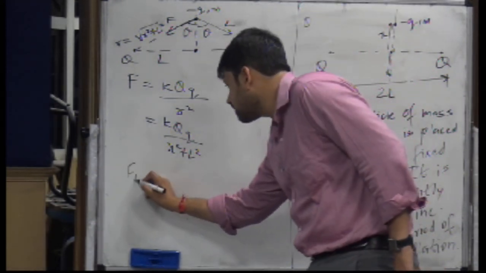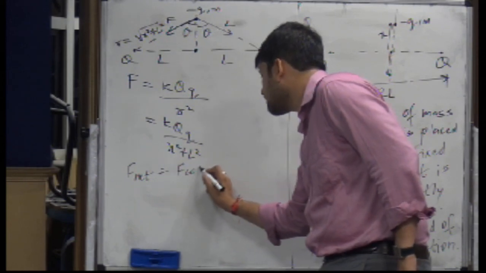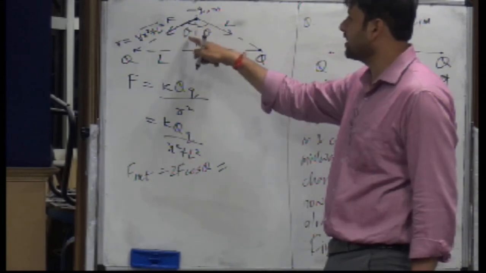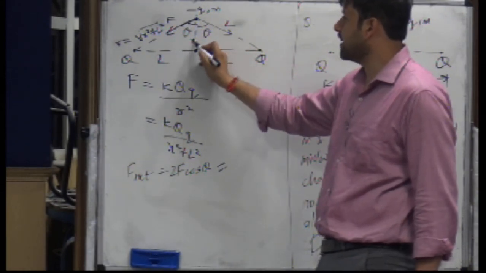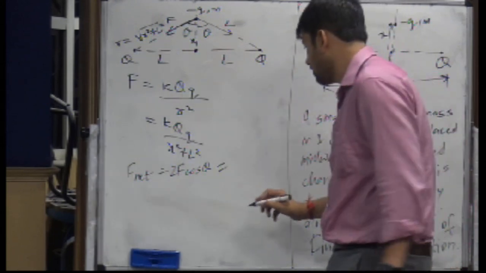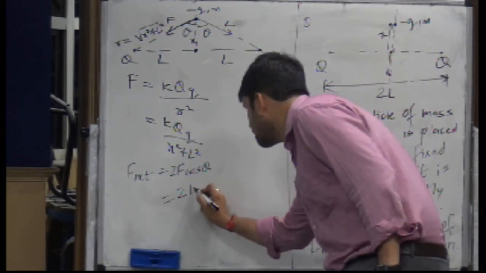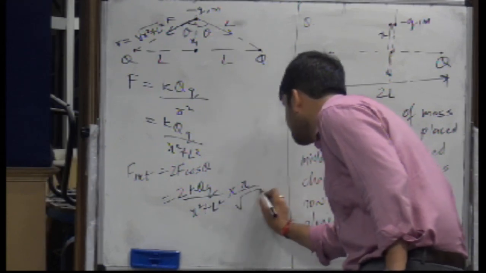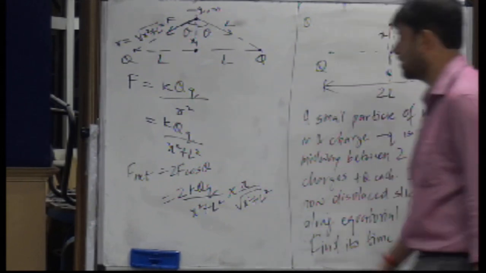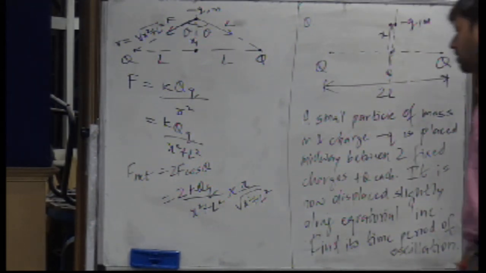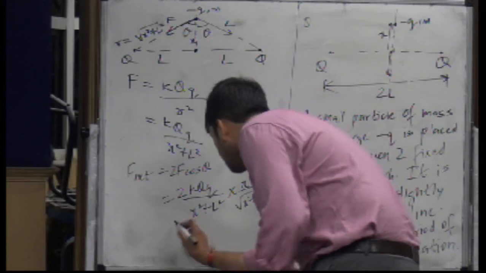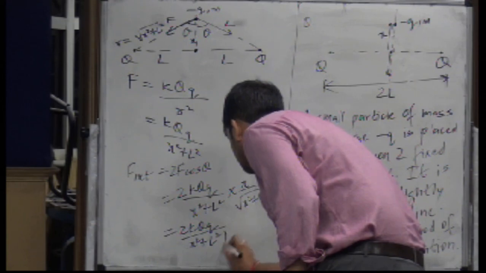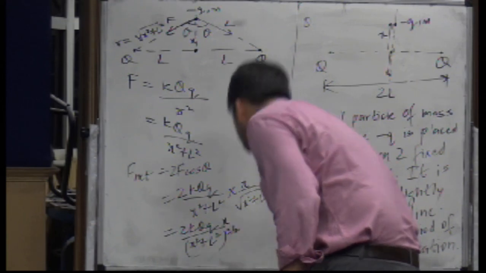So net force would be twice F cos theta. Cos theta for this triangle would be the base, which is x, upon the hypotenuse. So it would be 2kqq upon x square plus L square, into x upon the hypotenuse. So this is 2kqq.